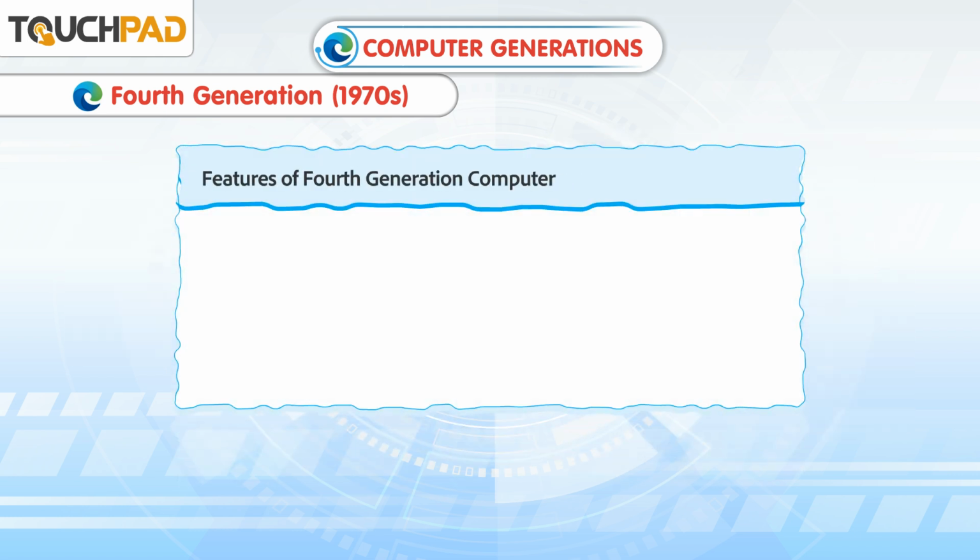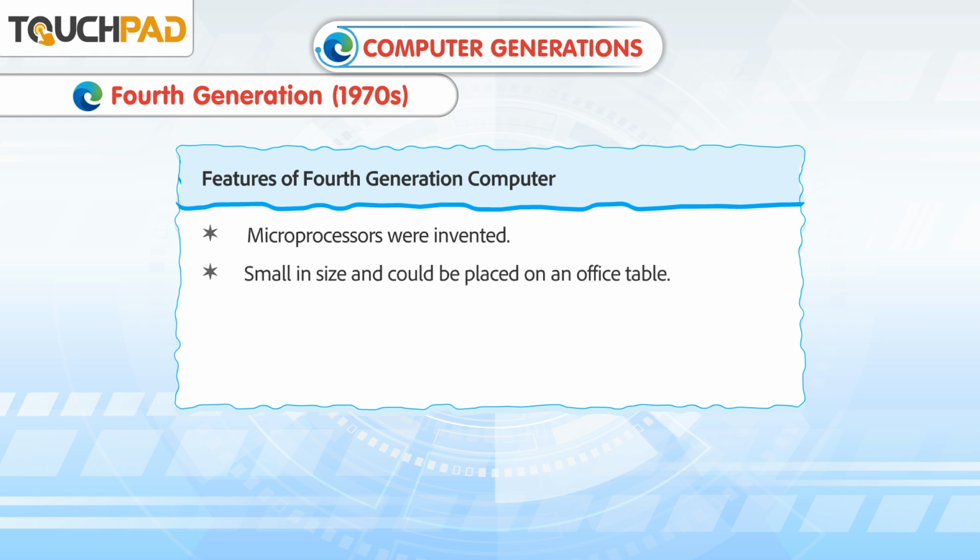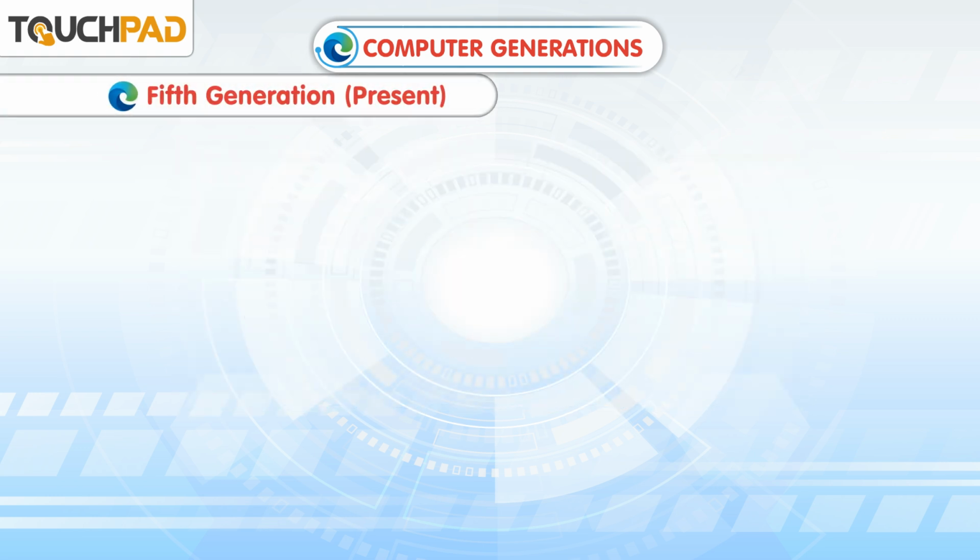Features of fourth generation computer: microprocessors were invented. Small in size and could be placed on an office table. Hard disk to store data. Introduction of GUI operating system.